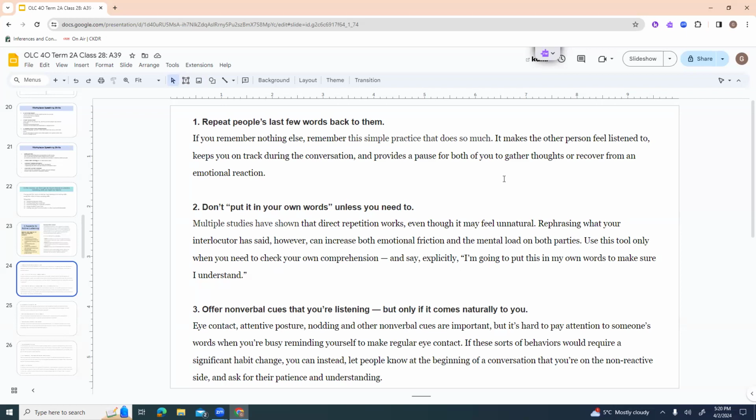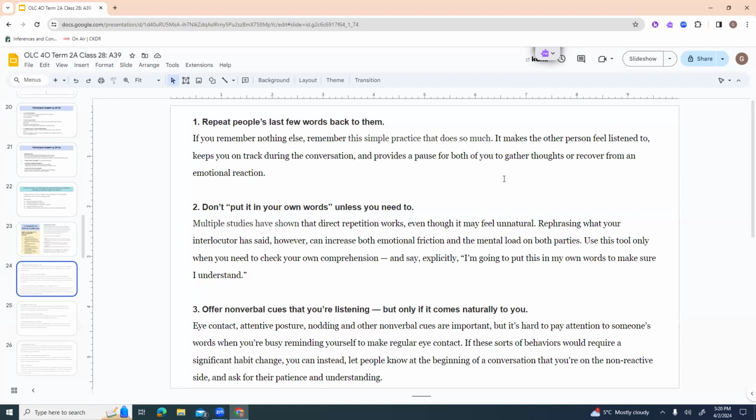Multiple studies have shown that directly repeating their exact words works, even though it may feel really unnatural. Rephrasing what your person has said, however, can increase both your emotional friction and the mental load on both parties. Use this tool only when you need to check your own comprehension and say that explicitly. So I'm going to put this in my own words to make sure that I understand what you're saying.